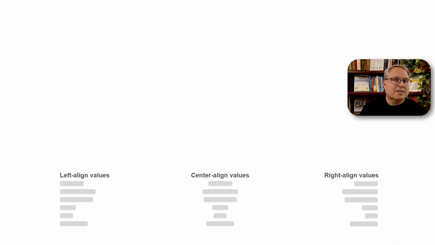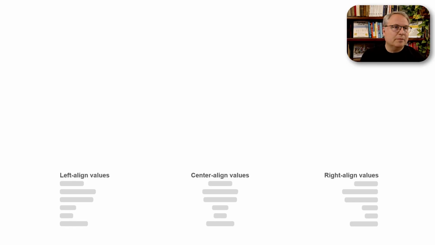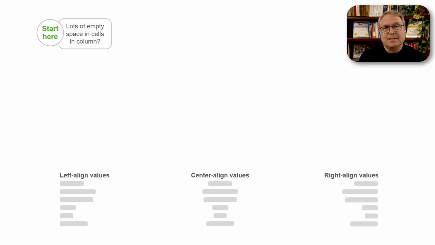What do we do in practice, right? When we have a table of numbers or a column of numbers and we're trying to decide, do I left align, center align, or right align? There are obviously a number of things to consider. And so I have this adorable little decision tree to help guide you. The first question might be, do we have lots of empty space in the cells in our column of values? And if we don't, and the values are textual, well, we're going to left align, right?